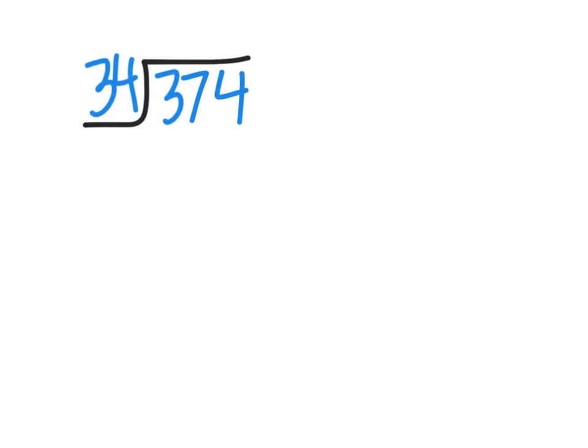First, 374 divided by 34. So the first step is taking the first digit of the dividend, which is 3, and dividing it by the divisor, 34. We know that 34 goes into 3 0 times, so we have a whole number result of 0. And we multiply the 0 by the 34, we get 0. So we subtract that 0 from the 3, and we get 3. And then we bring down the 7.